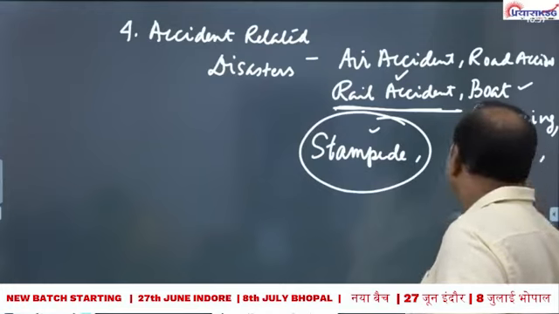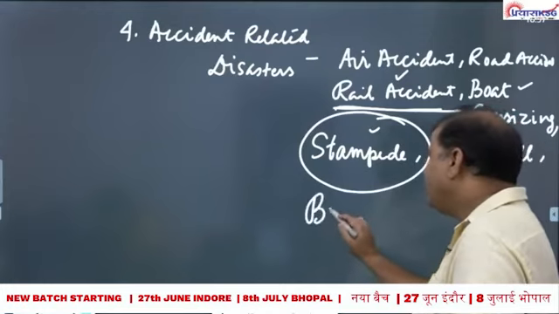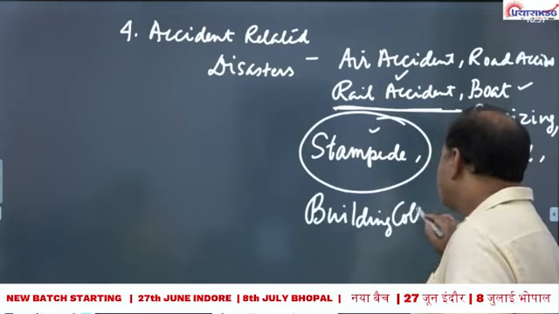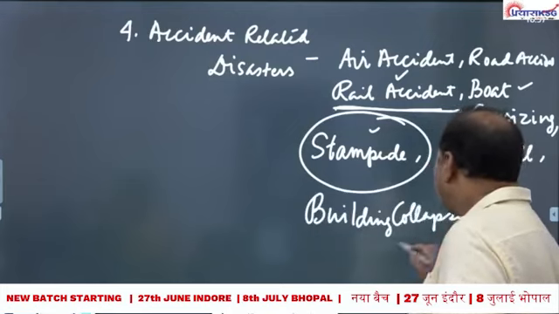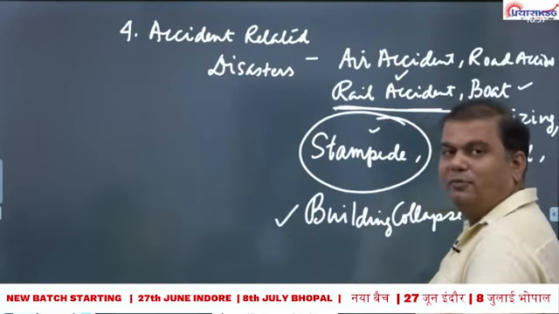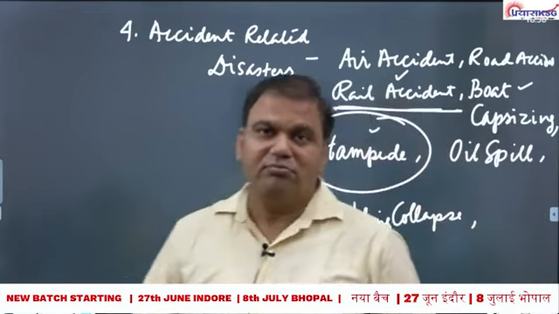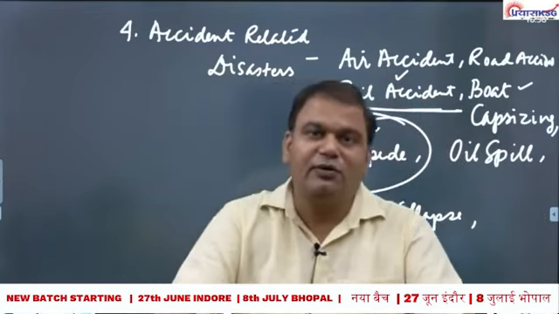Oil spill. Then also we can see building collapse. And the best example of building collapse is Mumbai, because every year building collapses, heavy rainfall takes place. So Mumbai is witness to definitely a number of disasters. One is urban flood.